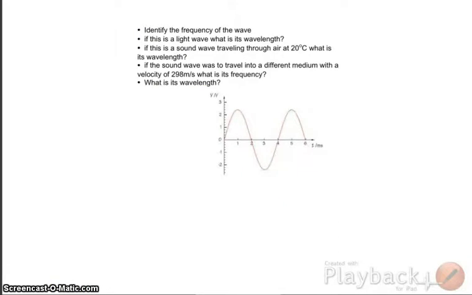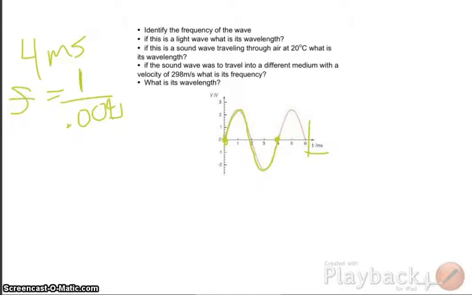Okay, so an example. Identify the frequency of the wave. Well, down here we have time in milliseconds. So we have to find out how long it takes for one wave. So if the wave starts here, it goes up, it goes down, and it ends right here. So you get one wave in 4 milliseconds. Frequency is your number of waves per second. So you get one wave in 0.004 seconds. So your frequency is 250 hertz.